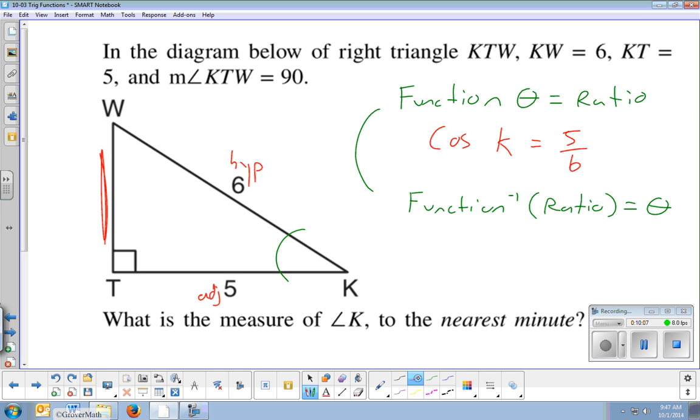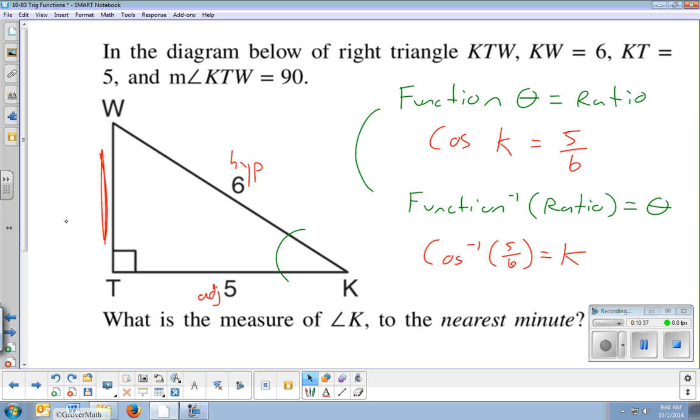And that's what we're going to do here, is I'm going to change this cos k equals 5/6 to inverse cosine 5/6 equals k. And on my calculator, we get the inverse cosine by hitting the second cosine key. So I'm going to do this on my calculator on the side here. So that would be inverse cosine 5 divided by 6 comes out to be 33.5577, so on, so on.